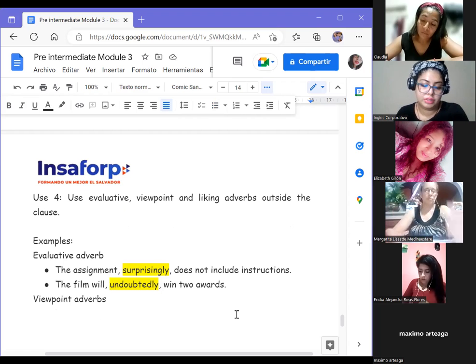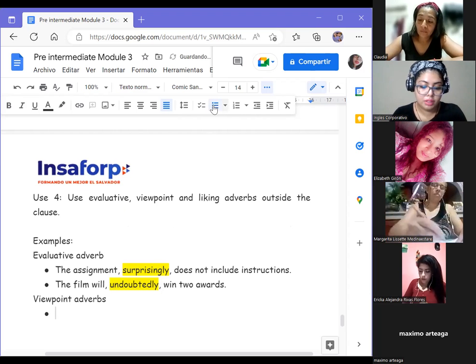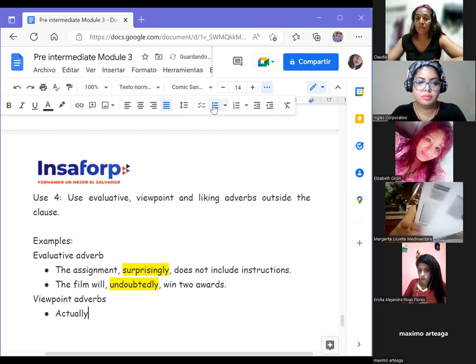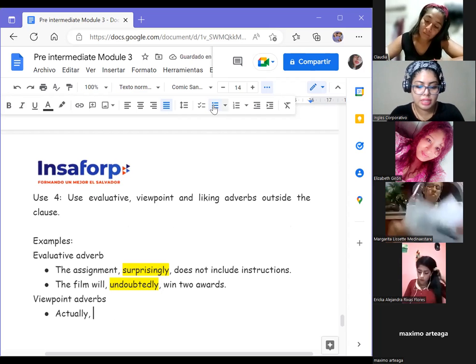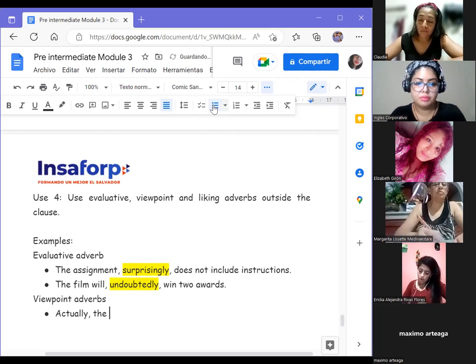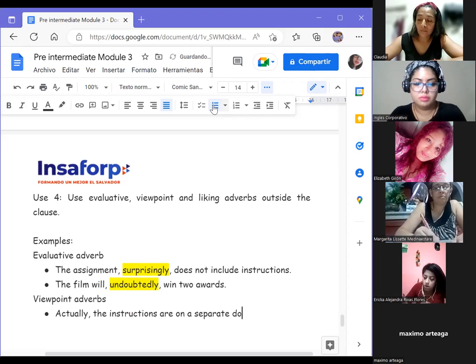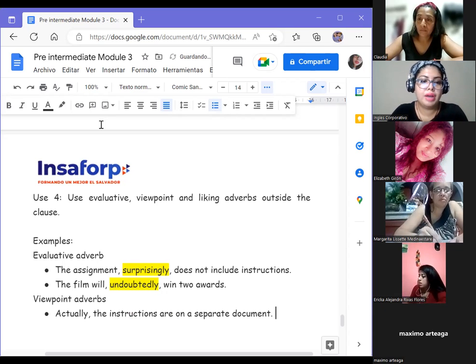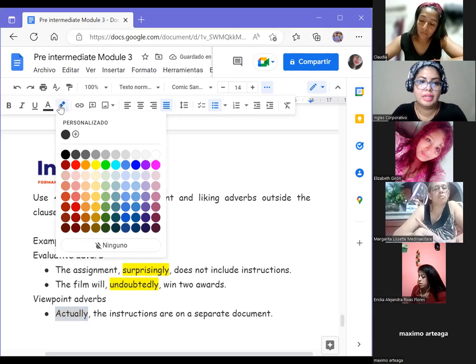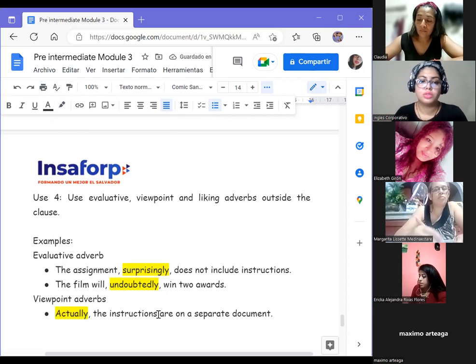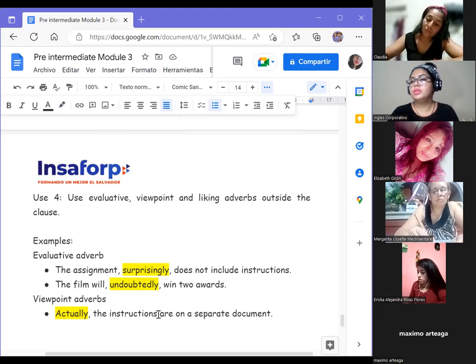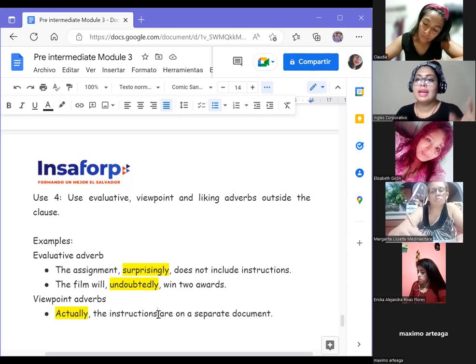Estos ocurren antes o después de la oración. Y tenemos el ejemplo. Actually, the instructions are on a separate document. So in this case, we have actually, that is outside the sentence. Because in that case, the sentence is, the instructions are on a separate document. But in this case, we are using actually because we are going to make an emphasis on that situation.